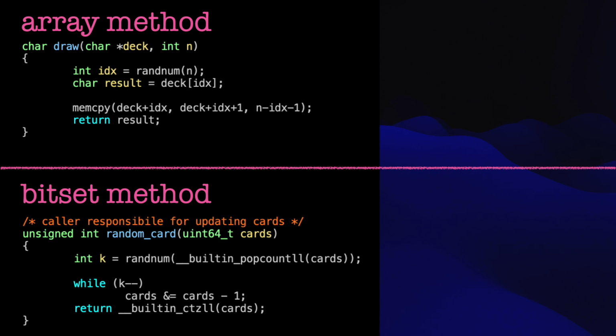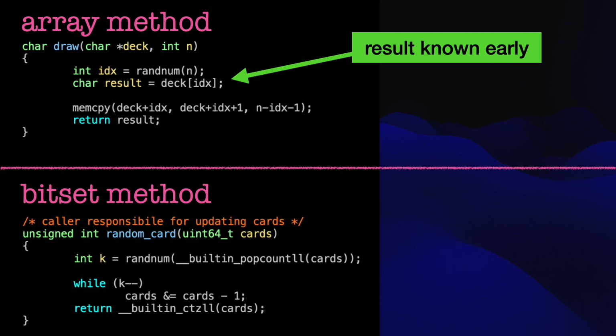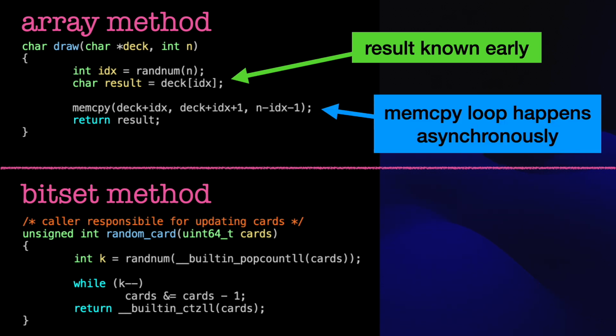Why is it slower? The key is in the loops. In the array method, we calculate the result early. There's a loop in the memcopy, but that happens asynchronously in your superscalar CPU. So the calling function can go ahead and do calculations with the drawn card. It doesn't have to wait for the memcopy to finish.